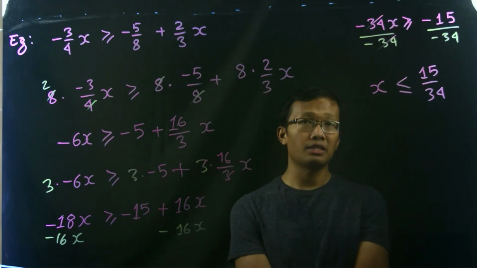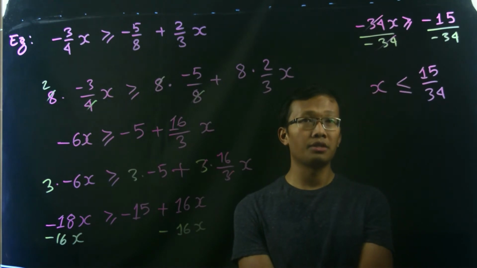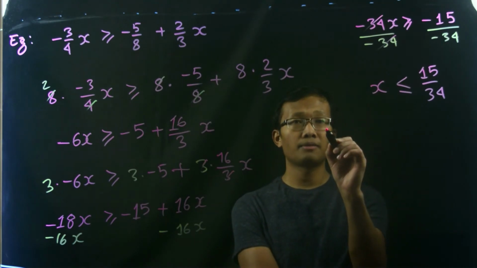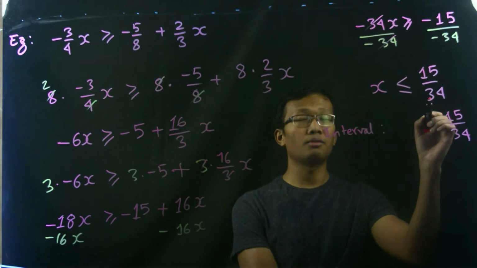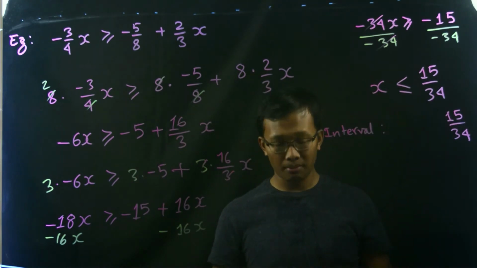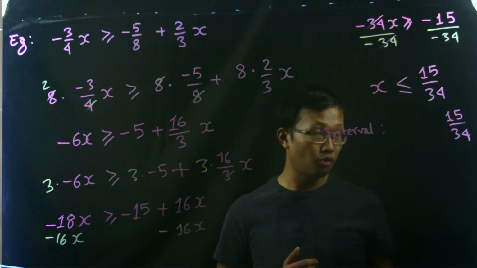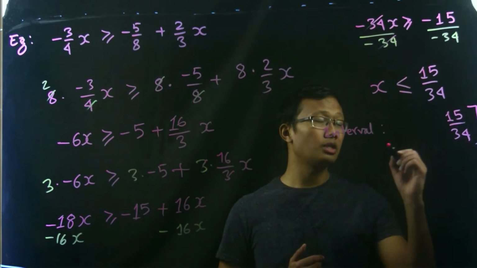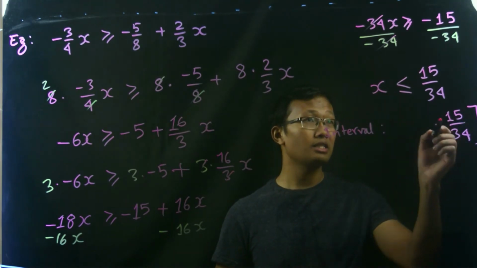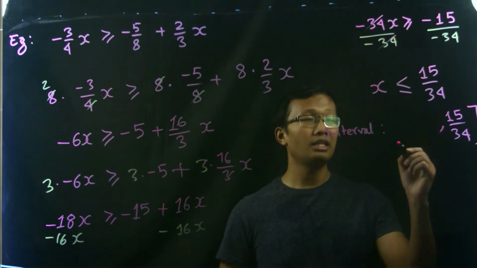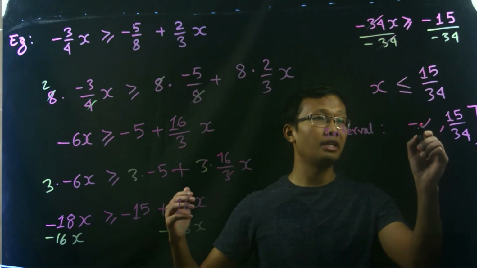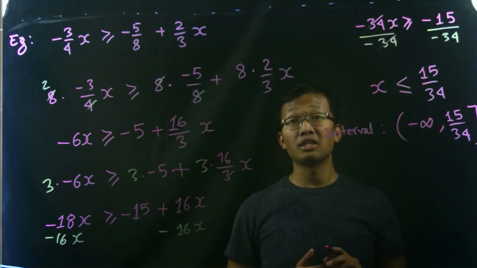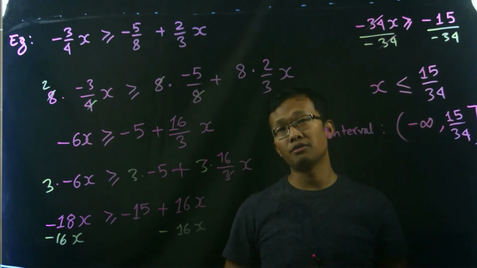Let us write this answer in other ways also. By using interval notation, we can simply write 15 over 34. Since x is less than or equal to 15 over 34, we are considering every number which is less than 15 over 34. That's why we put a square bracket here, since we have the equality sign. And then it goes towards the left hand side. That means we will have negative infinity here. So everything is less than 15 over 34.